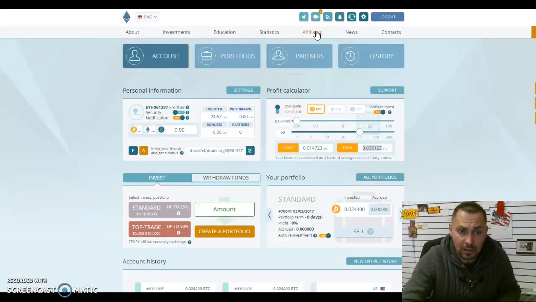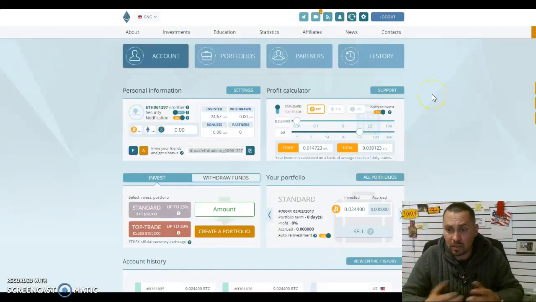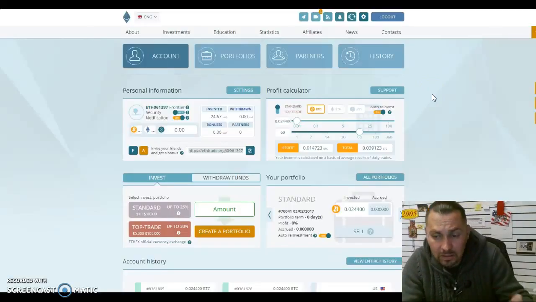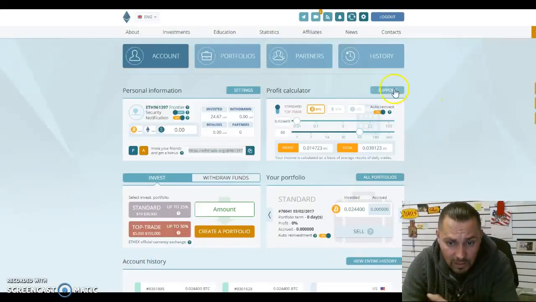Now, once you create the account and you land on this page right here, you see this over here, guys? This is your affiliate ID. So you would just copy that and place that link wherever you want. If someone signs up with that link, you earn some kickback. It's another way to earn. So you earn from the affiliate side and you earn from the investment side.